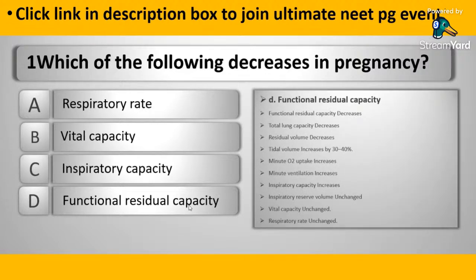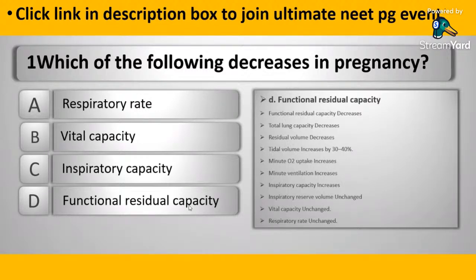So, the correct option here is functional residual capacity. Now, what happens in pregnancy? The functional residual capacity decreases. The total lung capacity decreases. Obviously, there will be bulge, so total lung capacity will decrease. Residual volume decreases. Tidal volume increases by 30 to 40%. Minute oxygen uptake increases. Minute ventilation increases. Inspiratory capacity increases. Inspiratory reserve volume is unchanged.